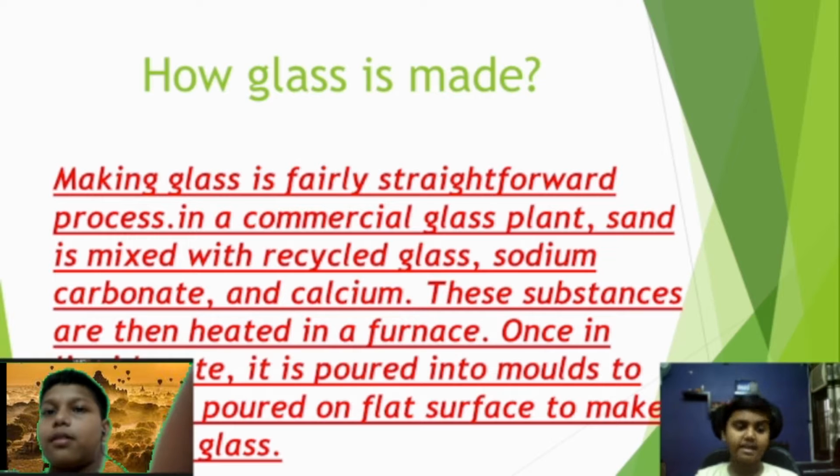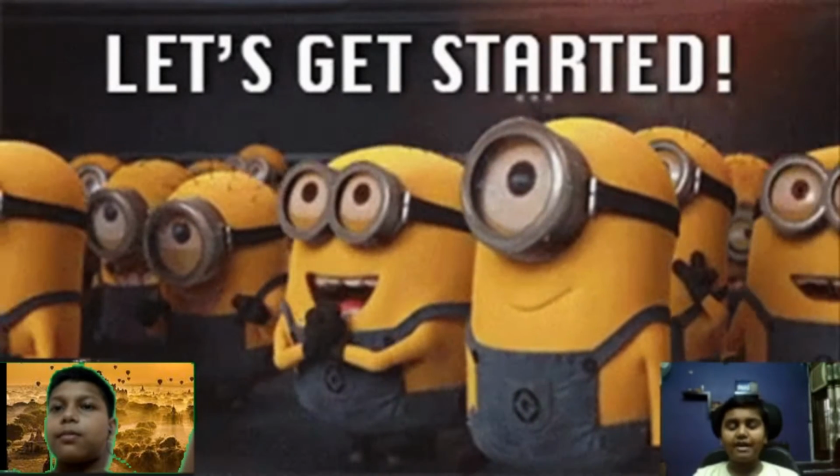How glass is made. Making glass is a fairly straightforward process. In a commercial glass plant, sand is mixed with recycled glass, sodium carbonate and calcium. These substances are then heated in a furnace. Once in liquid state, it is poured into molds to shape or poured on a flat surface to make sheets of glass. So, let's begin.